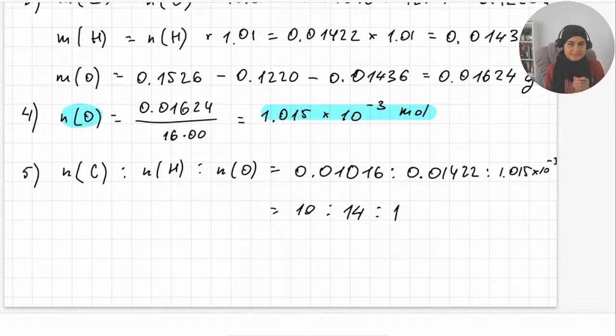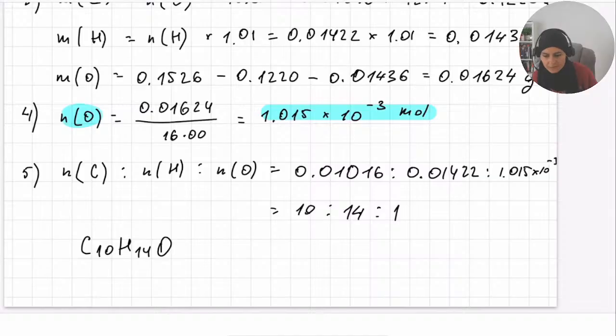If we got something like 10.7 to 14.2, that would be a mess. Then we know that we solved it wrong. Well, okay, so that's C10H14O. That's our empirical formula.